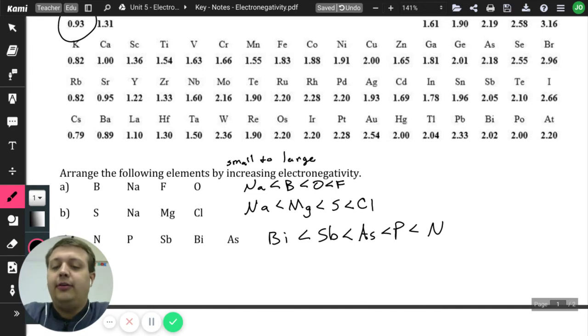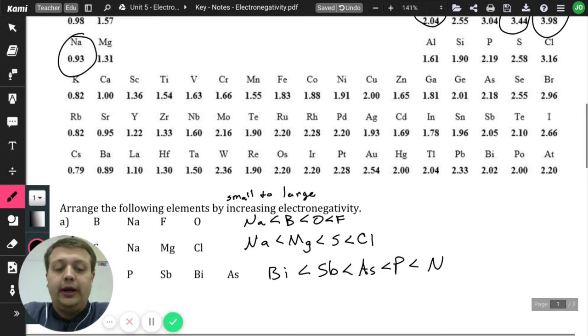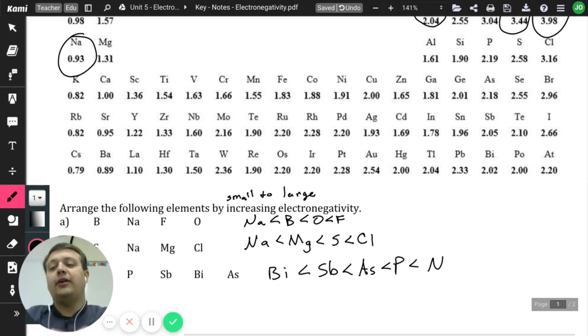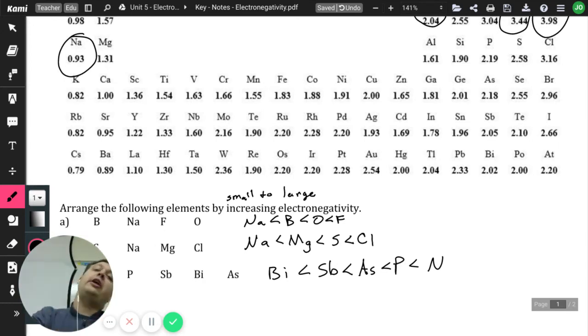I've got sodium, magnesium, sulfur, and chlorine. So looking at these, they are all on the same row, and we know that as we move from left to right, your electronegativity increases, right? So sodium's furthest to the left, then magnesium, then sulfur, then chlorine. All right, so my electronegativity is going to increase moving left to right. Okay, why? Because we've got more protons, more Zeff.